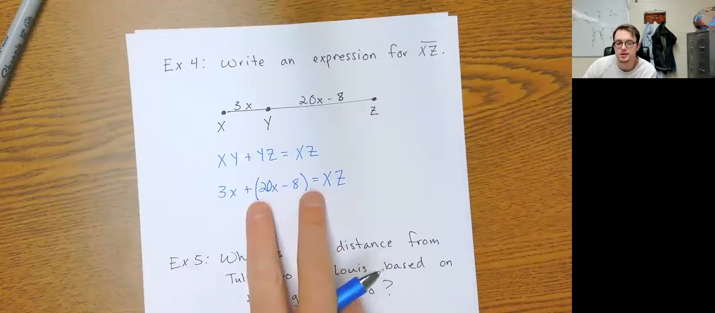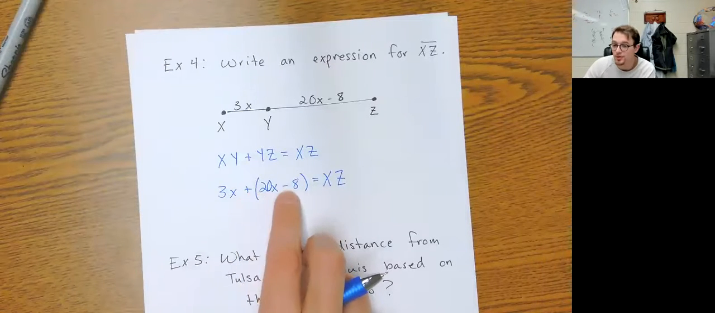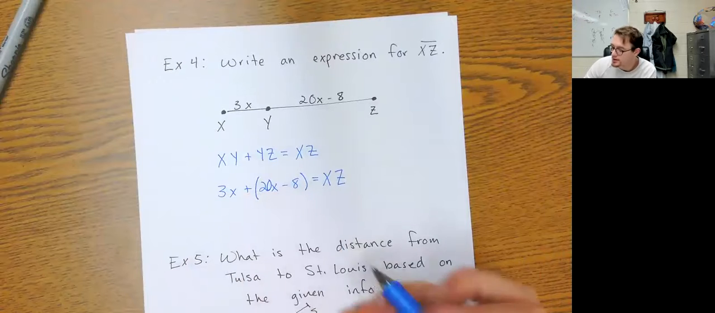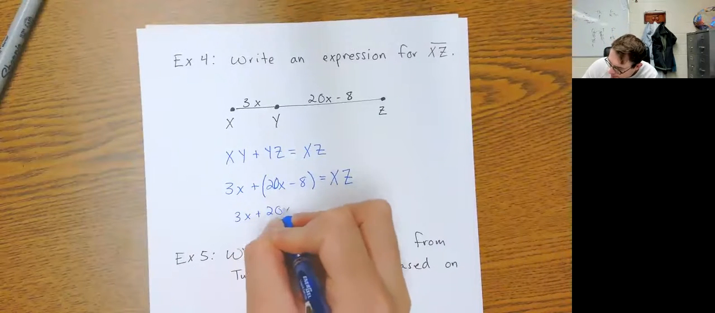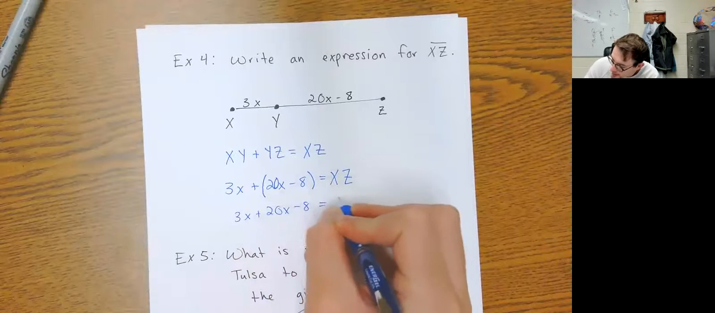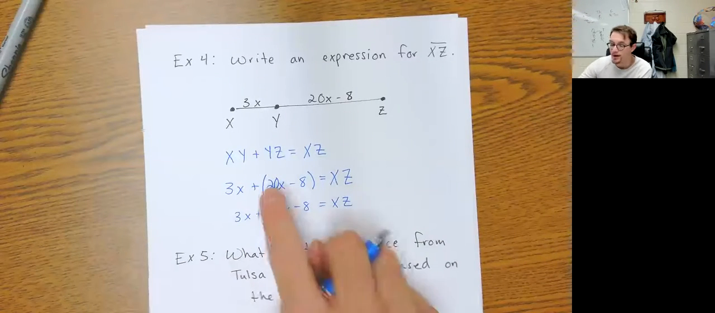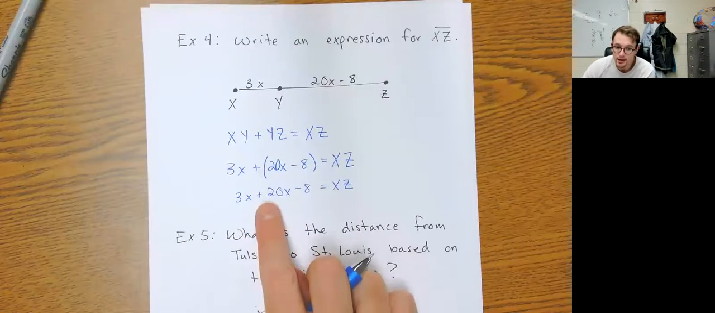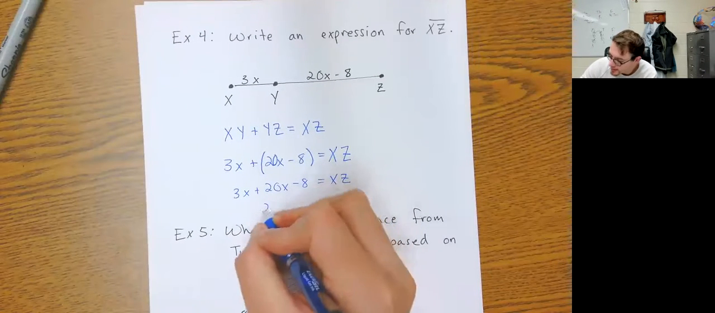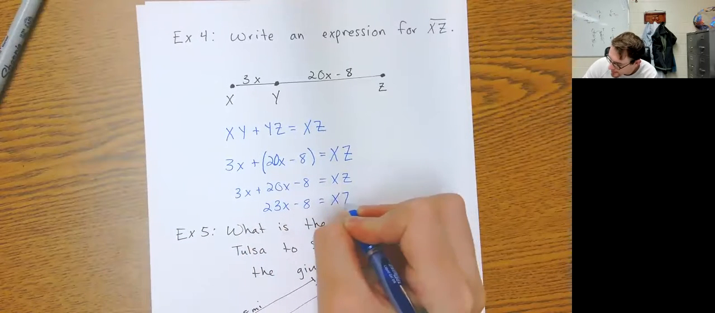Okay, so the reason I did that is because it would matter if that was a negative, but that's not a minus sign, that's a plus sign. So the parentheses actually don't matter, so I can just drop them. So 3x plus 20x minus 8 equals XZ. You can skip that step if you want, but if that was a minus, you would have had to distribute it. Now you can combine like terms. So I get 23x minus 8 equals XZ.